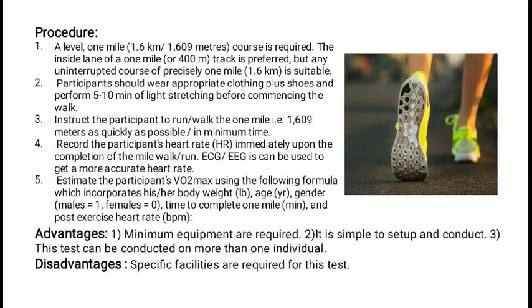So what is the procedure for that? The procedure is that a level course of 1 mile, that is 1.6 kilometers or 1609 meters, is required. The inside lane of a 400 meter track is preferred, but any uninterrupted course of precisely 1 mile is suitable. Either you have a direct 1 mile straight road, or you can perform it on a 400 meter track.